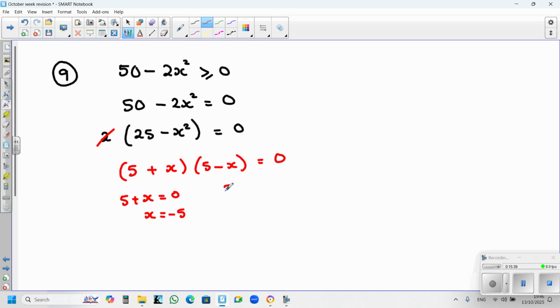This one here, just be careful with that one. 5 minus x equals 0. I'm going to add x onto both sides. So reading it round the other way, x is 5.